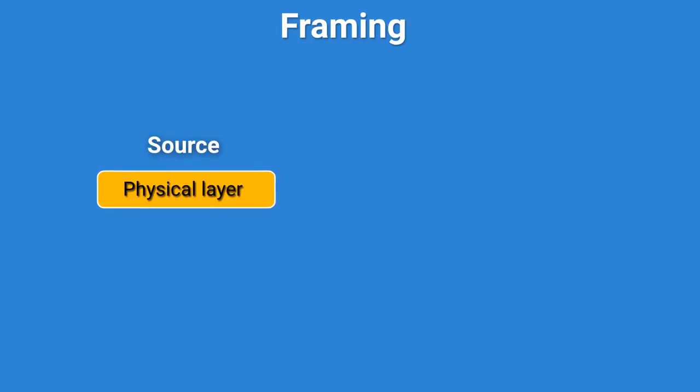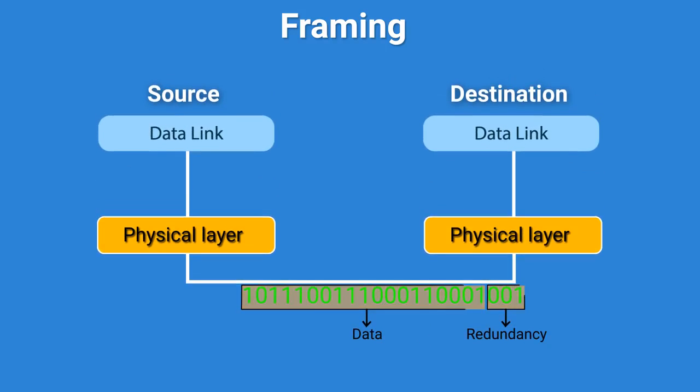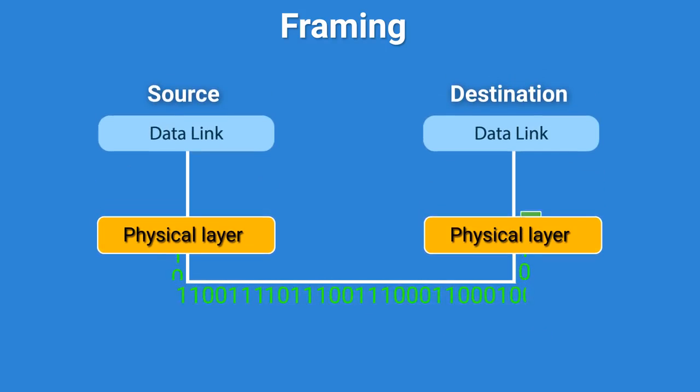Framing. The physical layer transmits a bit stream to the destination over a channel. But while transmitting, the signal may be corrupted with errors. To avoid this, the physical layer also adds some redundant bits to the signal. However, the bit stream received by the data link layer is not guaranteed to be error-free. So, it is up to the data link layer to detect and, if necessary, correct errors.